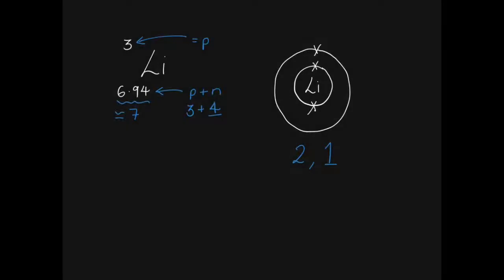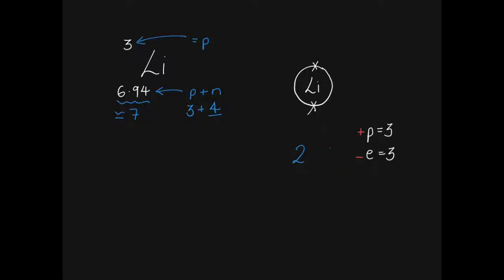Now let's have a look at some atoms that form positive ions or cations. Lithium here has an electron configuration of 2, 1. It has 3 electrons and 3 protons in a neutral atom. But in order for it to have a complete valence shell of electrons, it actually has to lose that 1 electron from the outside shell.